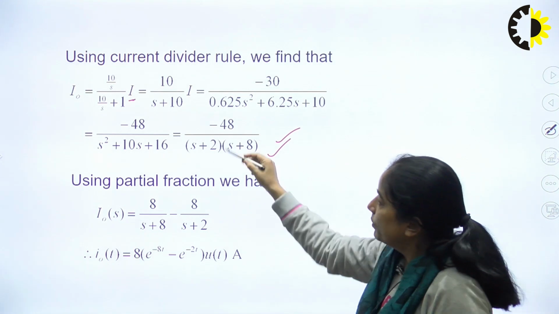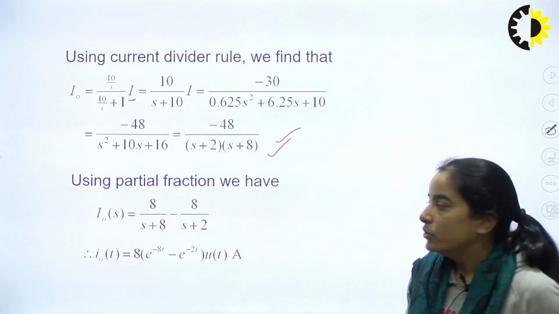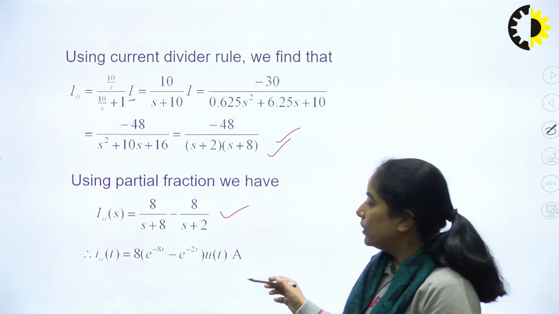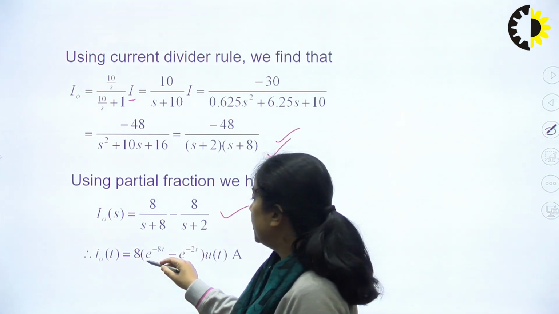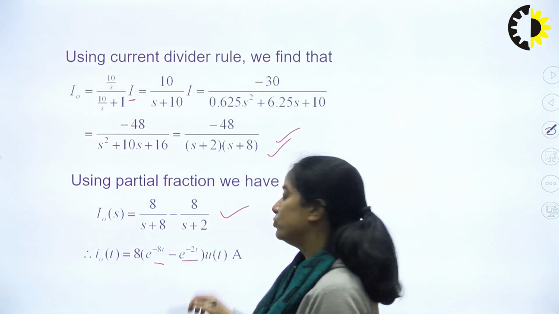Now this is simple, we can calculate It by partial fractions. After partial fractions, this is the value of I naught S, and if we apply the inverse Laplace transform, this is 8 into e to the power minus 8t, and it is e to the power minus 2t.